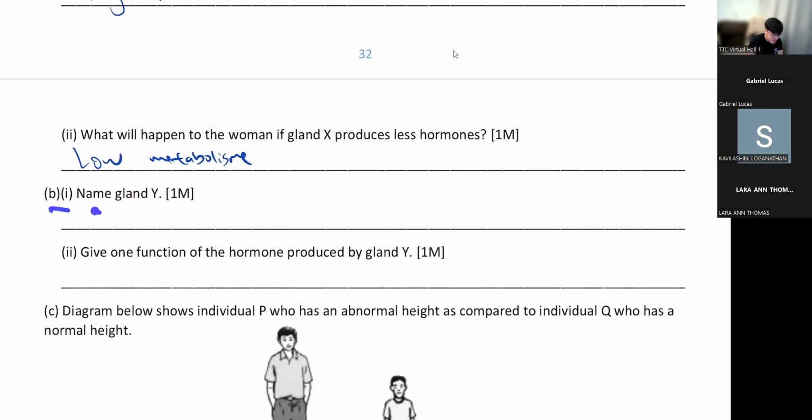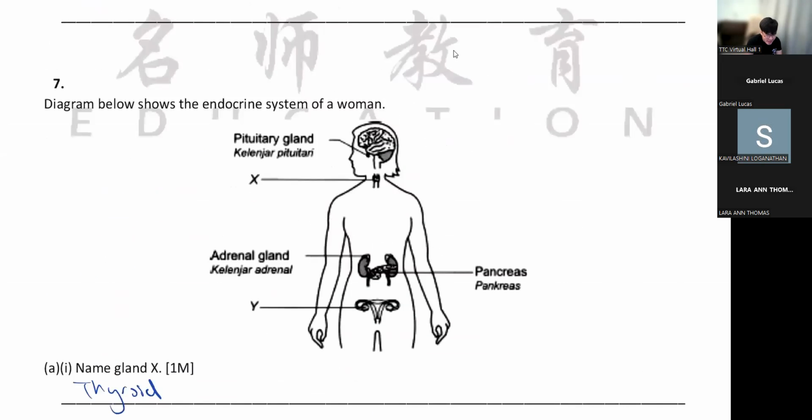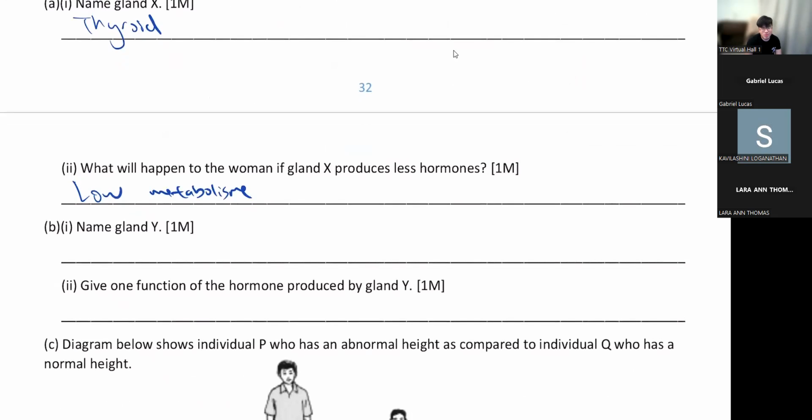Okay, so B1, that's your gland Y. So what is your gland Y? This is a girl, right? What is gland Y? This is the place where you produce your ovum. So this is your ovary. Your ovary has 2 jobs. Not only do they produce ovum, they also produce something called estrogen.